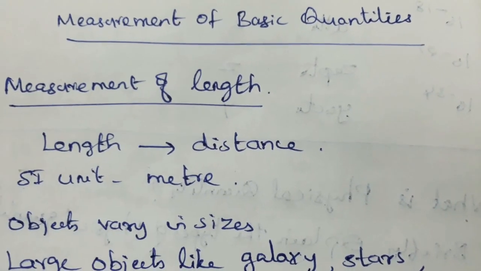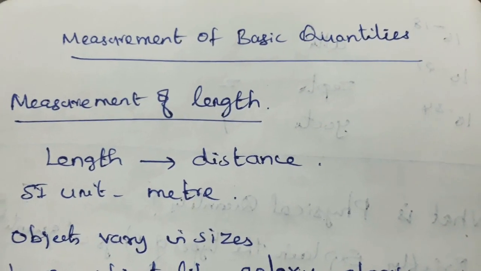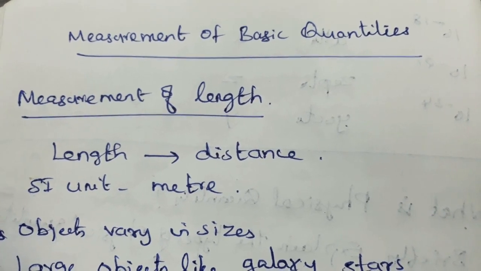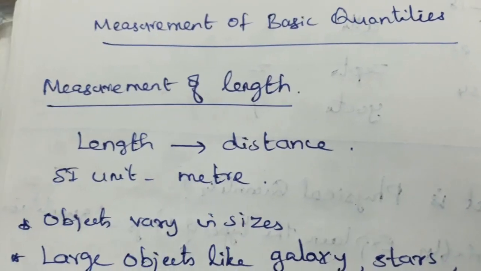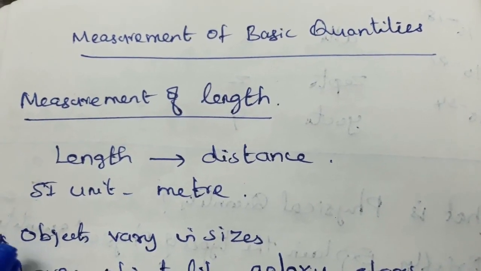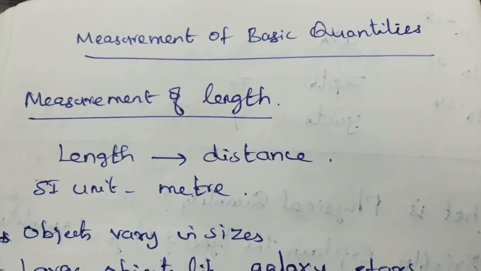First, measurement of length. What is meant by length? Length is defined as the distance between any two points. What is the SI unit of length? The SI unit of length is the meter.